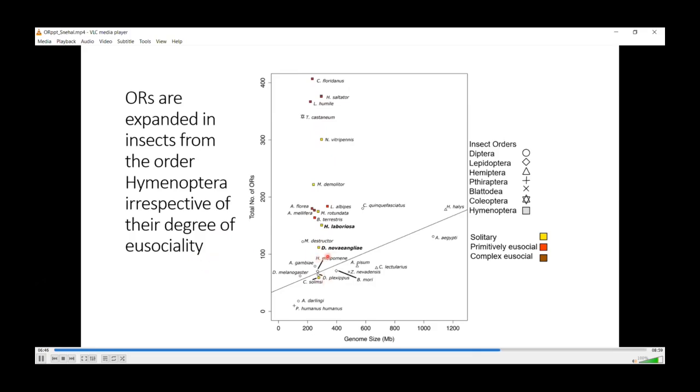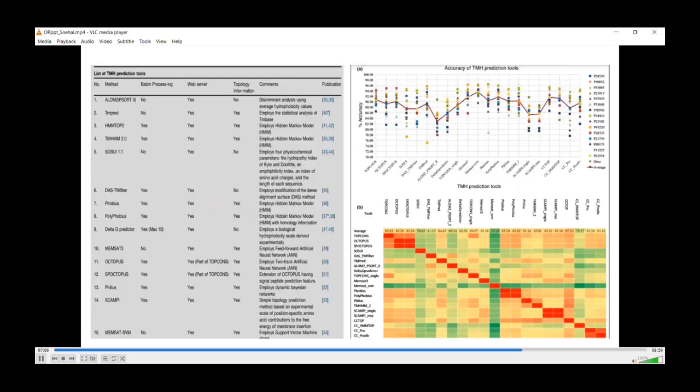So we think that the number of olfactory receptors present in Hymenoptera are not solely dependent on the degree of eusociality, and other ecological factors might have a role in deciding these numbers as well. In another study, we performed transmembrane helix predictions, and we tried to review the performance of various transmembrane helix prediction algorithms with respect to each other.